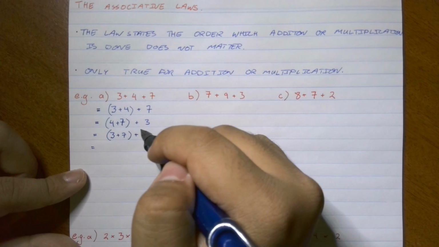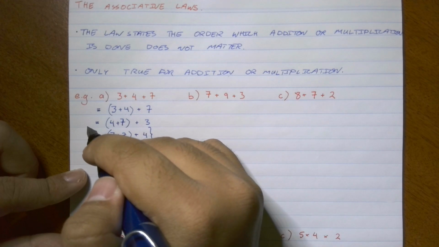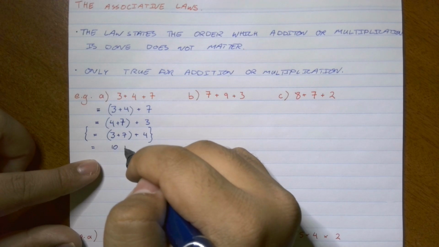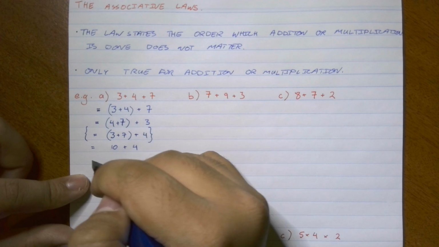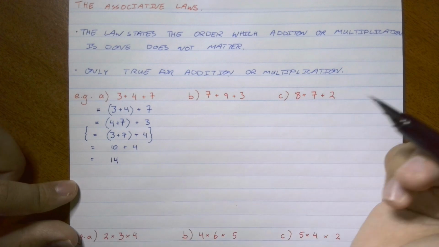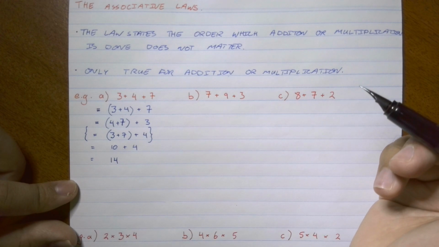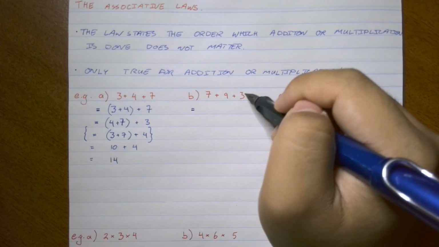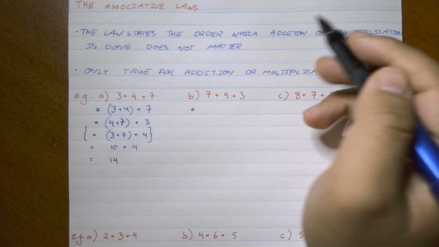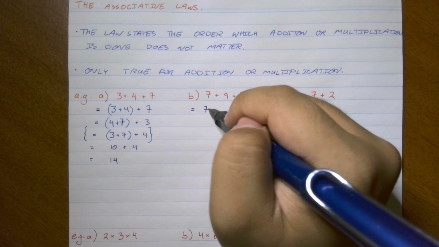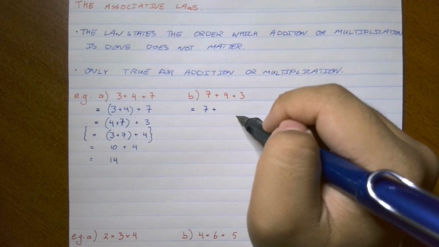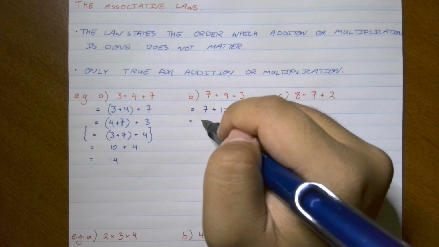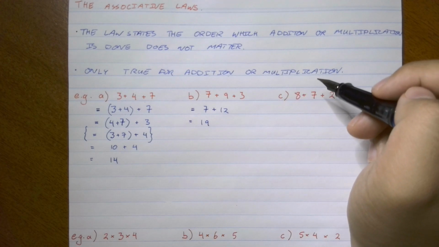But for now, I'm going to be focusing on the third number sentence. So 3 plus 7 will give us 10. Carry that 4, which will give us 14. For this one, I'll demonstrate it and make it a little bit simpler. Let me do the 9 plus 3 first. So the 7 will carry down. 9 plus 3 is 12, which will give me 19.